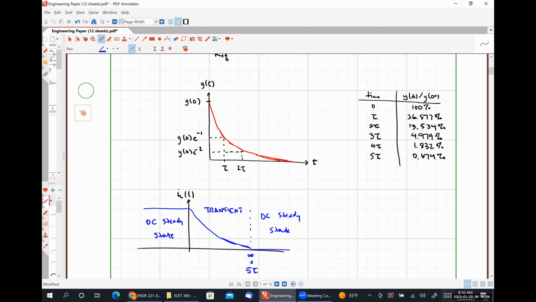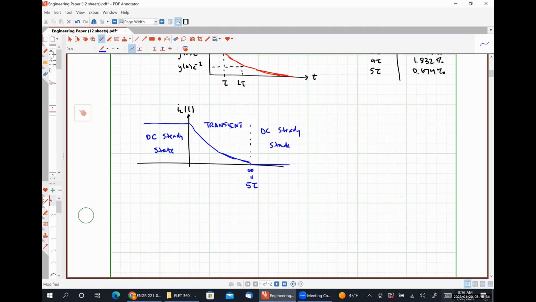So effectively, 5 time constants is the amount of time it takes for a capacitor or an inductor to fully discharge all of its energy. Now, that's not technically true. It takes an infinite amount of time for it to fully discharge. But in 5 time constants, the strength of the signal decays to less than 1% of its original value. And for engineers, that's good enough. So that's the concept of a time constant.